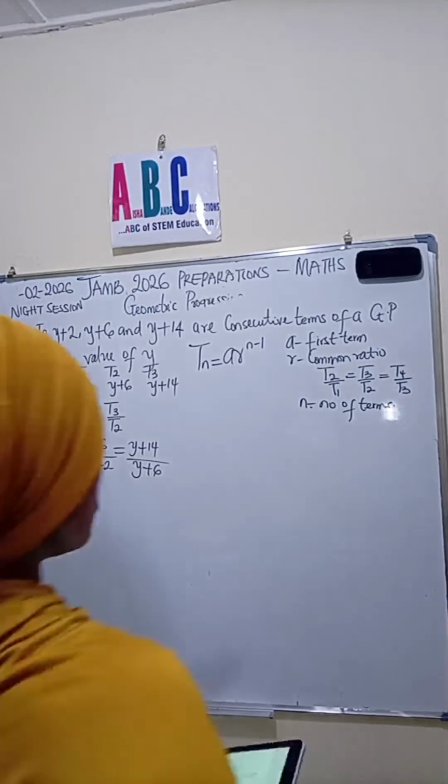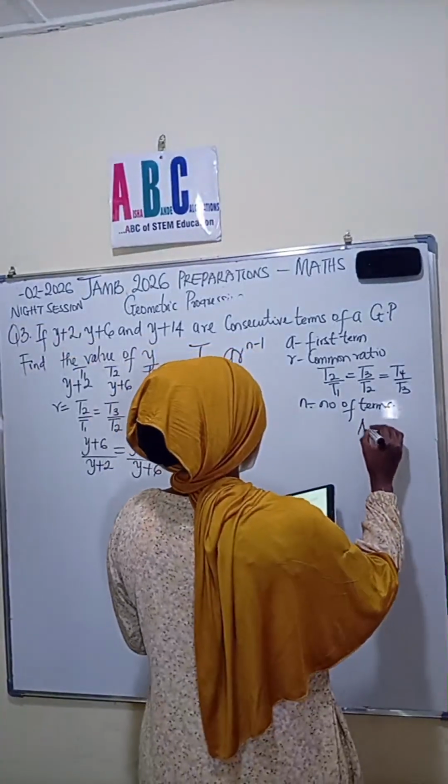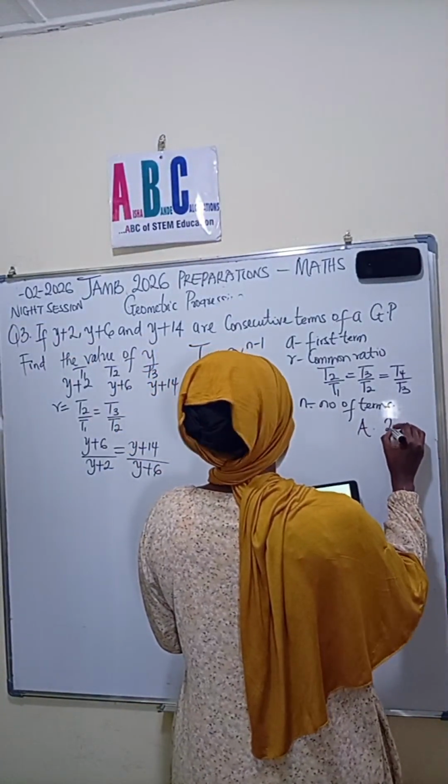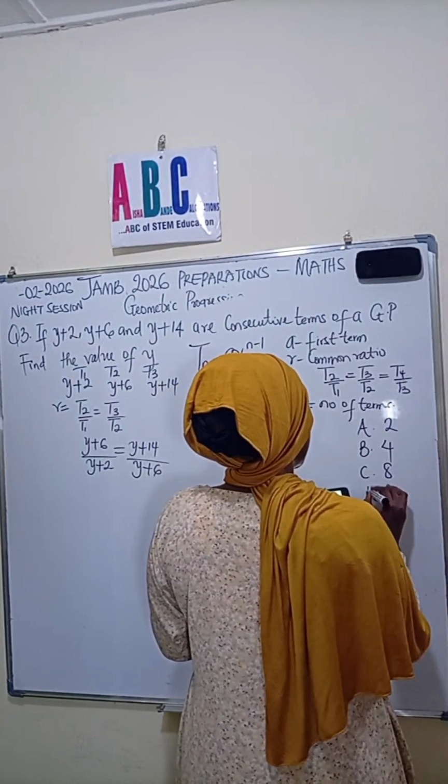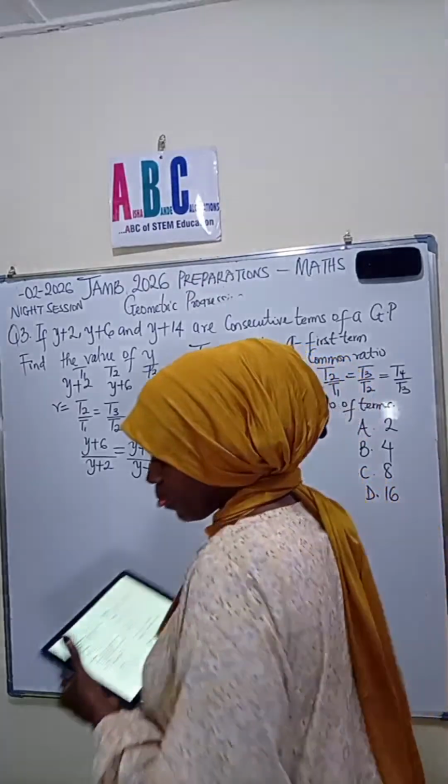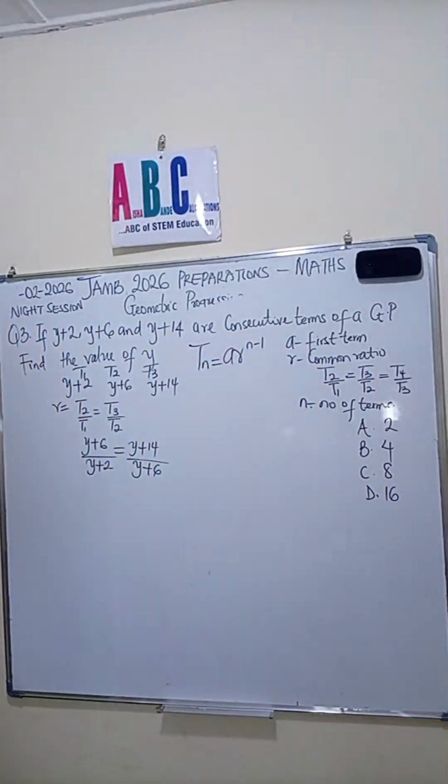options. Let me write out the options. A is 2, B is 4, C is 8, and D is 16. Here are the options. Thank you all for your engagement.